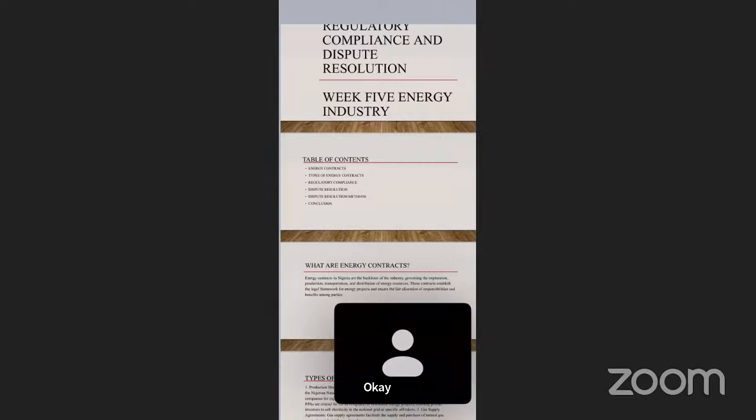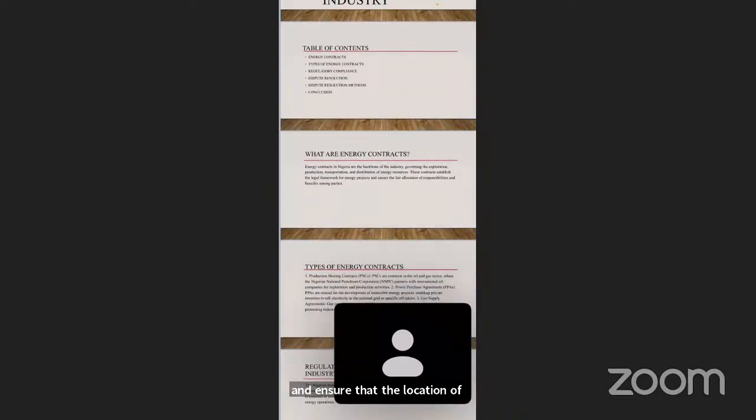So energy contracts are the backbone of the energy industry. They govern the exploration, production, and transportation, as well as distribution of energy resources. The contract establishes the legal framework for energy projects and ensures that the allocation of responsibilities benefits the parties. This simply means that contracts are basically the foundation of anything we want to do in the energy industry. When there's no contract, nothing would be done, right? So types of contracts include the PSCs, which are the production sharing contracts, the power purchase agreements, called the PPAs, and the gas supply agreements.